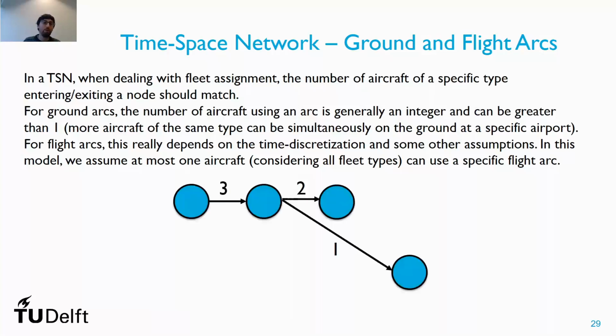So this is an example which already entails a bit of flow conservation. We have 3 aircraft of a specific type, which here is not specified, using the first ground arc. And then what happens is 2 of them will stay on the ground, will remain grounded, and 1 of the 3 will actually use a flight arc to move to a different airport.